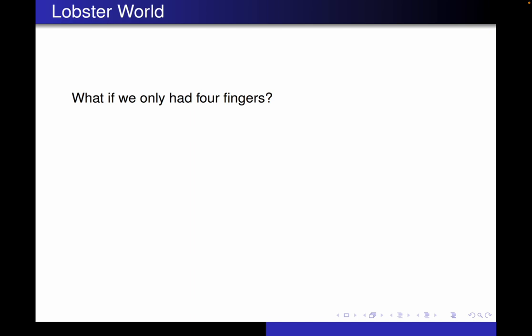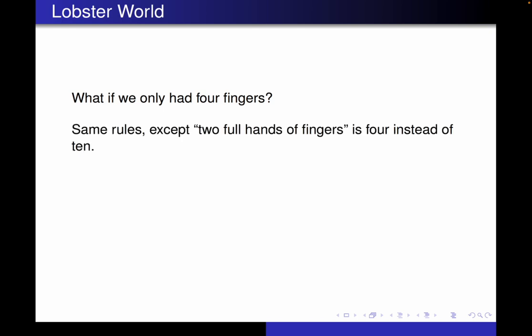But the question is, how would this be different if we had only 4 fingers? And when I say 4 fingers, we have 2 fingers on each hand. So I call this lobster world because it looks like a lobster. They have 2 little claws on each hand. I don't know. Trying to be creative.